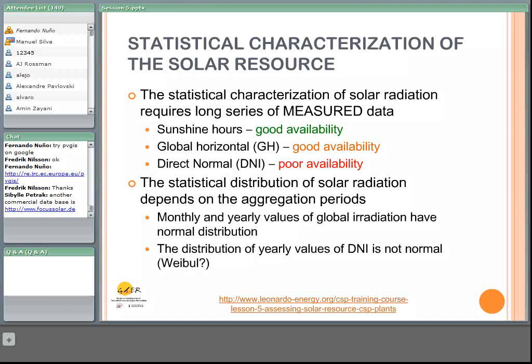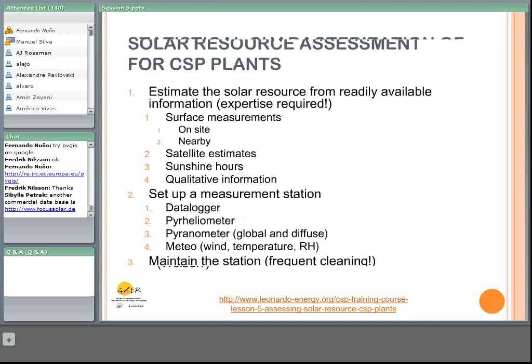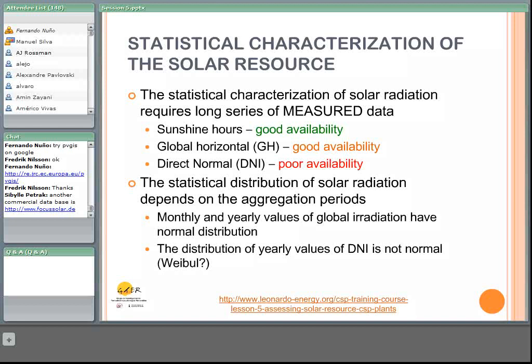For the case of the DNI it is different. The distribution of yearly values is not normal, for sure. Some authors propose that it could be similar to a Weibull distribution, like in the case of the wind resource. But in any case, it's under discussion and is being analyzed in different studies. Of course, if you know the distribution, it's easier to get a good solar resource assessment.